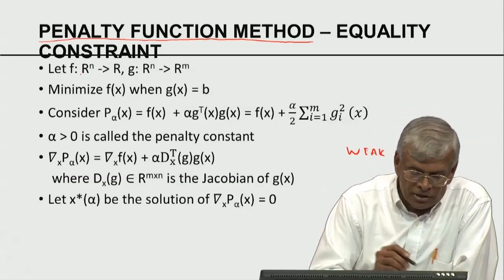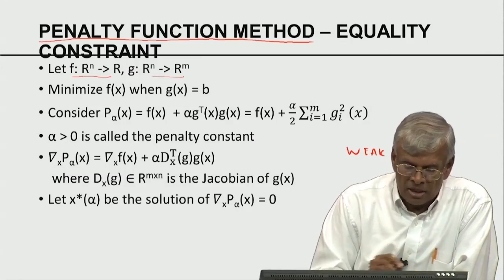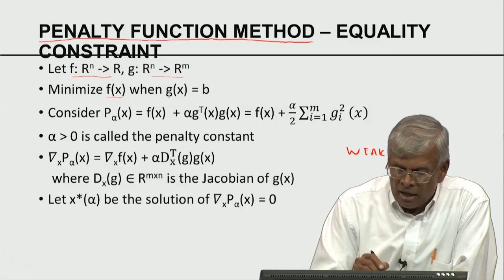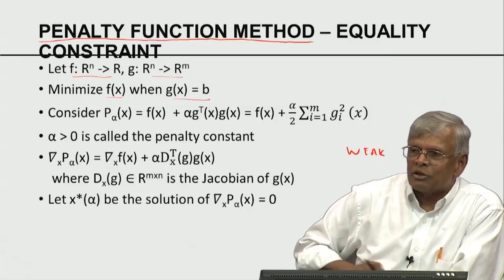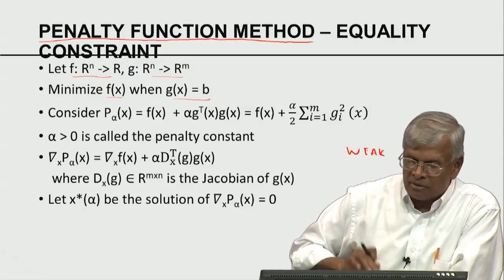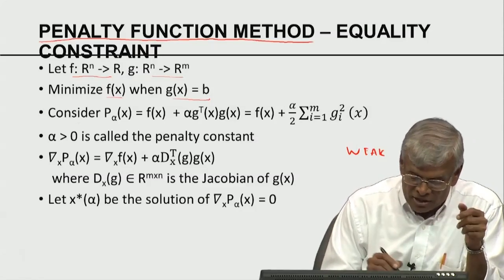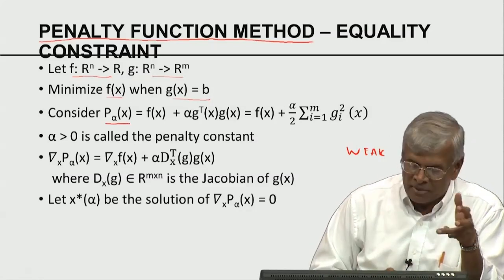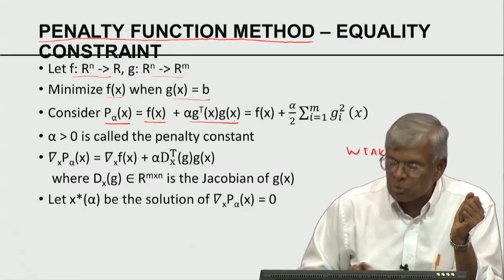So f is a function. Let us look at this now. Again, f is a function, g is another function. I want to minimize f under an equality constraint. So I am trying to solve equality constraint problems. That's interesting. So instead of a Lagrangian function, now I am going to talk about a penalty function. What is the penalty function? This is P alpha of x equals f of x plus alpha times g transpose g of x.